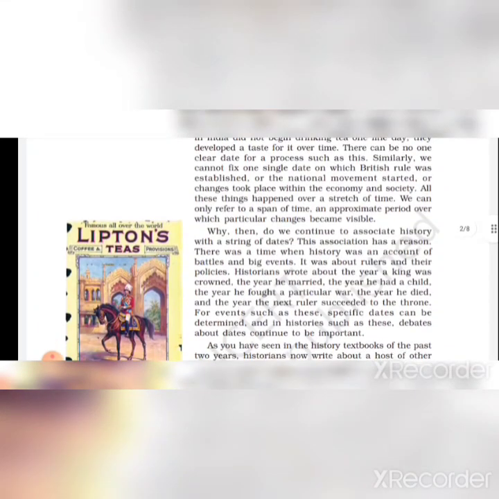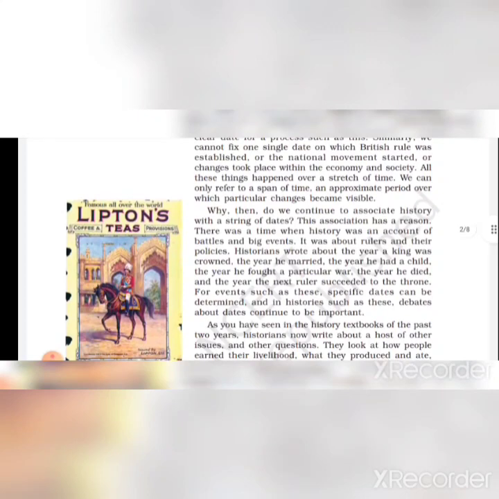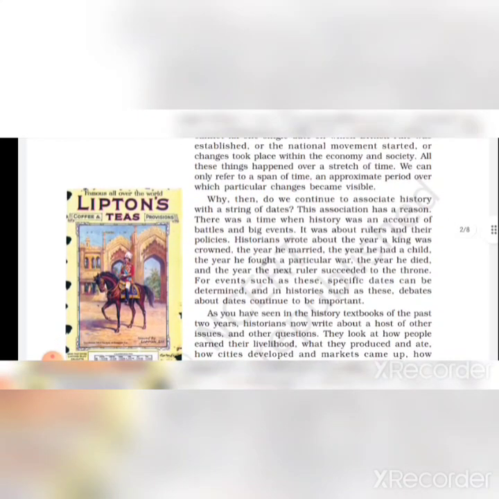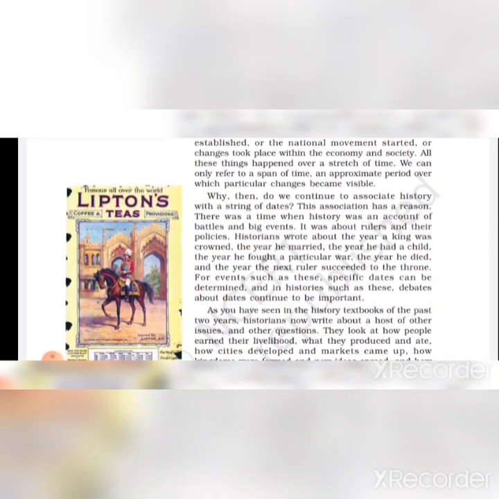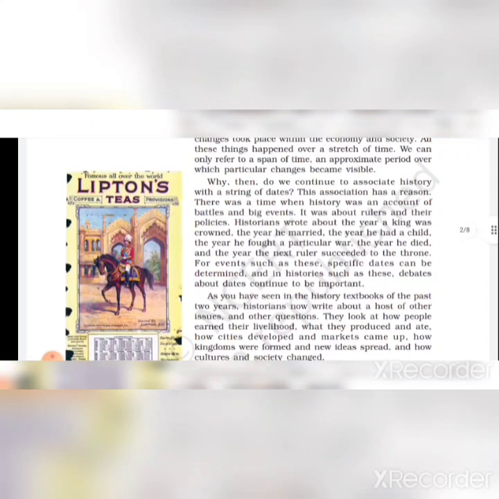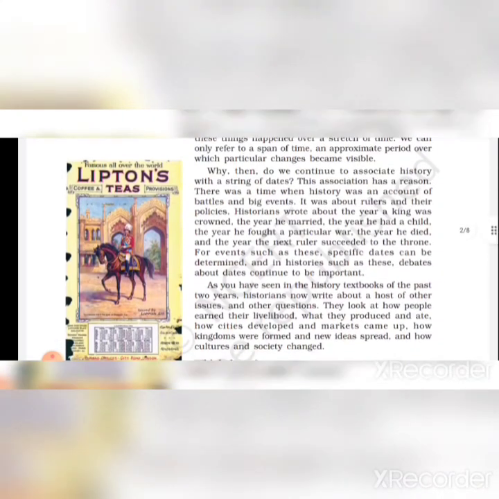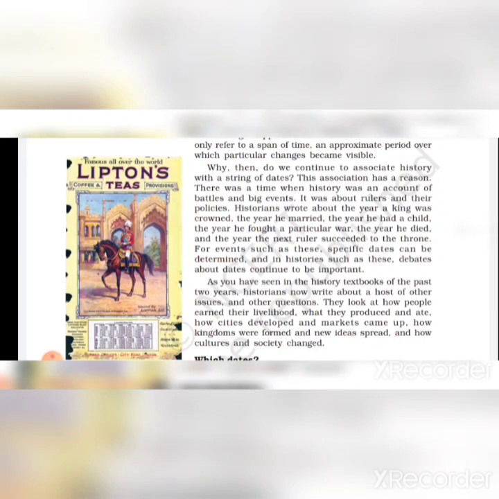Similarly, we cannot fix one single date on which British rule was established or the nationalist movement started. Changes took place within the economy and society. All these things happened over a stretch of time. We can only refer to a span of time, an approximate period over which particular changes became visible.